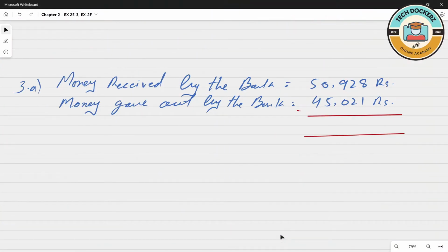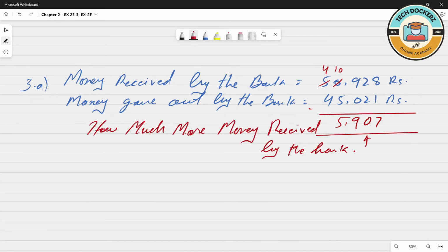The money received by the bank, 50,928 rupees. Money given out by the bank, 45,021 rupees. Let's do the subtraction as we do. 8 minus 1, 7. 2 minus 2, 0. 9 minus 0, 9. We cannot subtract 5 from 0. We will borrow 1 from 5. So this 5 will become 4, and this 0 will become 10. 10 minus 5, 5. So how much more money received by the bank? 5,907 rupees.